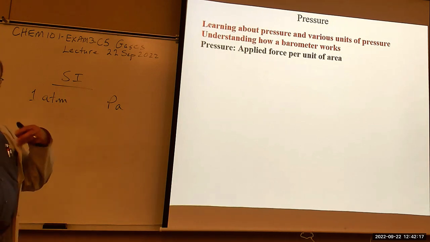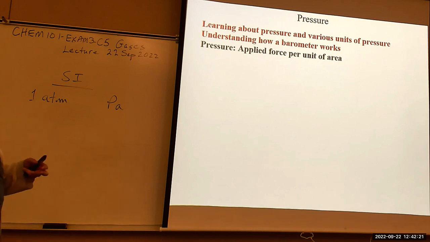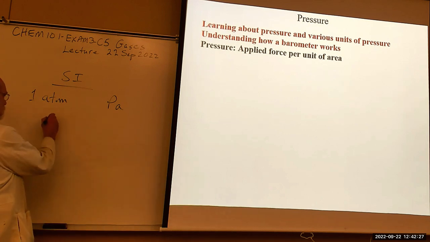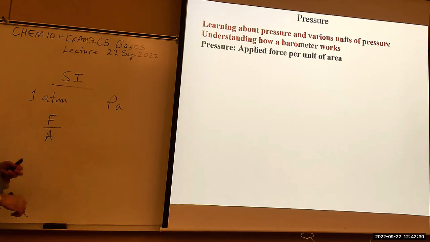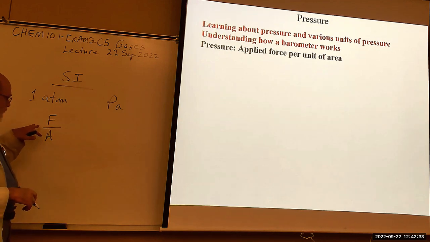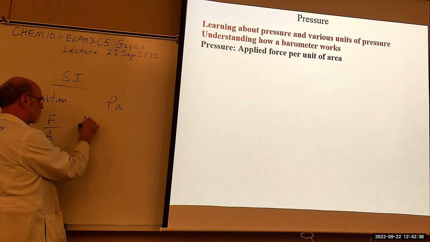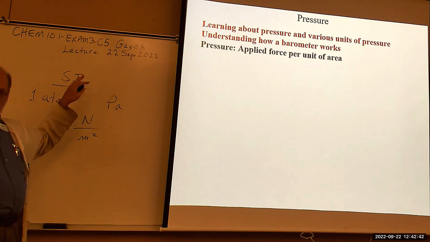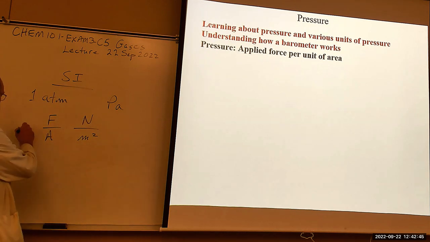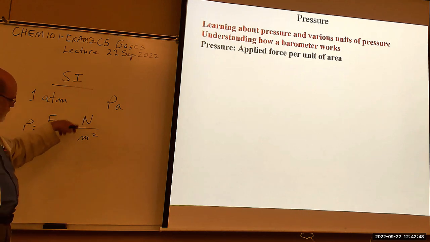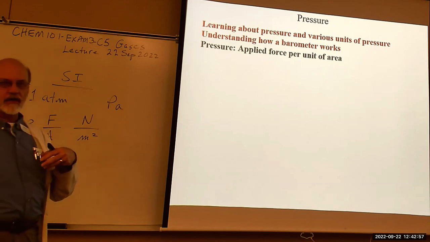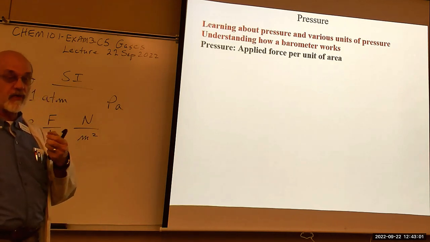Okay, let's look at what pressure really is. Pressure, and this actually is more physics than it is chemistry. Pressure is a force applied per unit area. And that force is going to be measured in newtons, and the area is going to be in square meters, based upon SI fundamental units. So this is a derived unit. Pressure is a derived unit, and it would have these units of measure. So anytime you can express a force per unit area, you can describe a pressure.